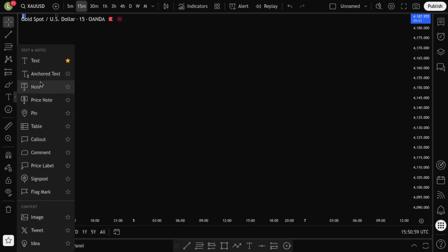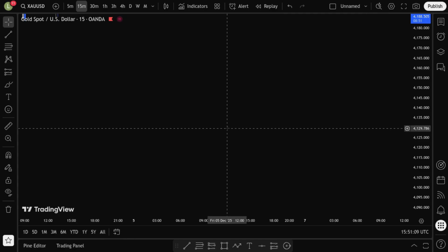And we also have notes, price notes, pin, table, comments, image, and tweets and ideas. So this is just everything. All these ones are just for a joke. So that is all you need to know about your technical analysis tools. Sorry. So now you need to learn how to apply them to the charts.